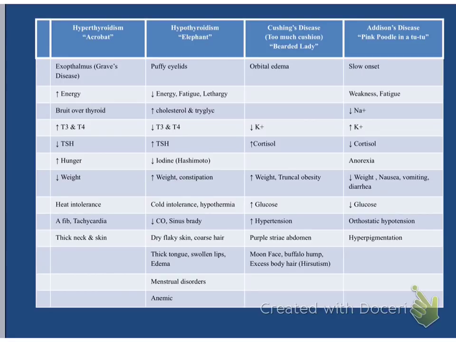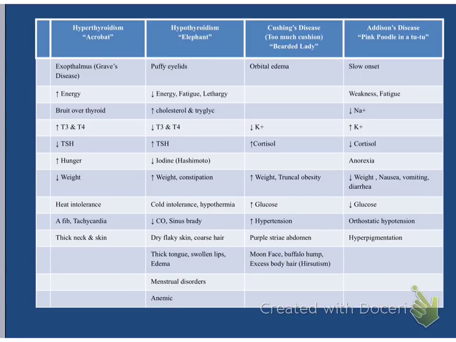And then talking about Cushing's and Addison's disease. With Cushing's, we have a stimulation of the ACTH, the adrenal cortex. So everything's kind of elevated, too much of your steroids. And with Addison's, there's too little of your steroids.